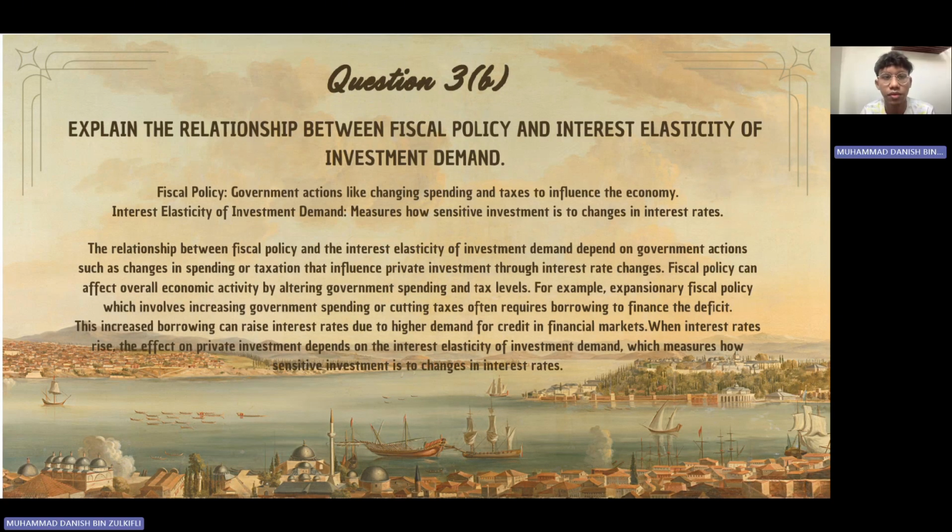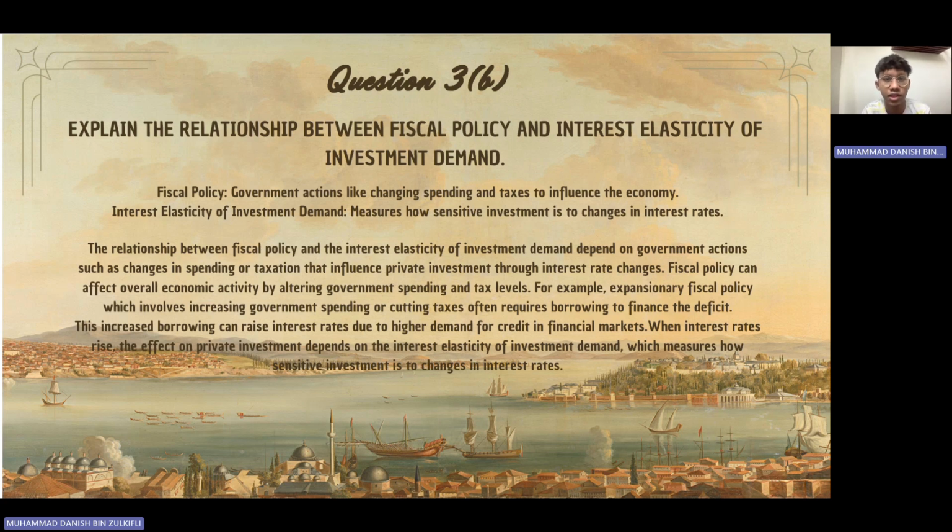Hello, my name is Mohammed Zulkifli, and today I want to answer the question 3B. Explain the relationship between the fiscal policy and the interest elasticity of investment demand. First of all, we need to know what is fiscal policy and interest elasticity of investment demand. Fiscal policy means government action like changing spending and taxes to influence the economy. And then interest elasticity of investment demand measures how sensitive investment is to change in interest rate.